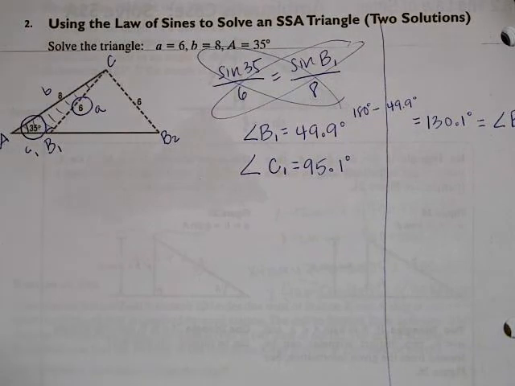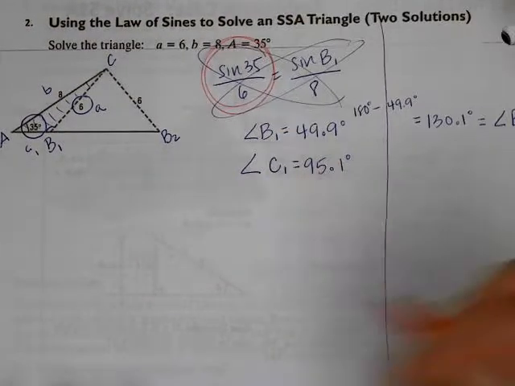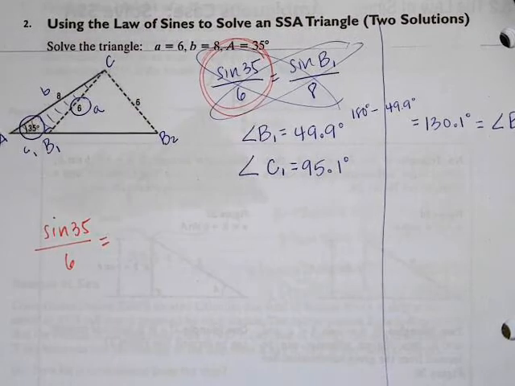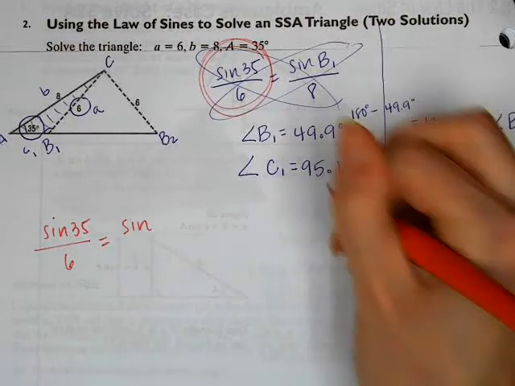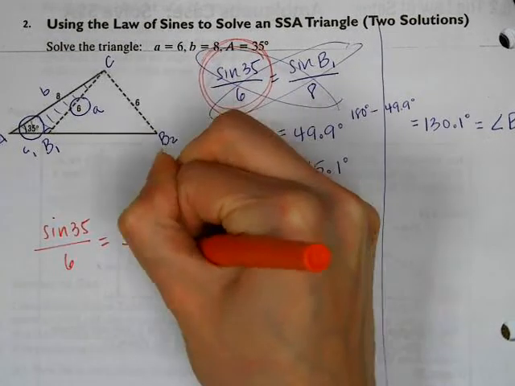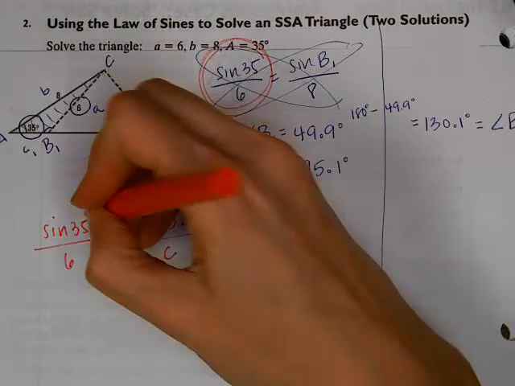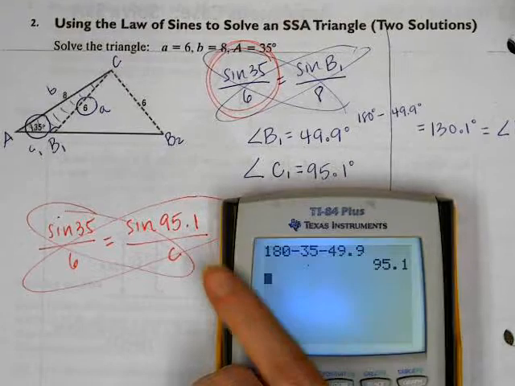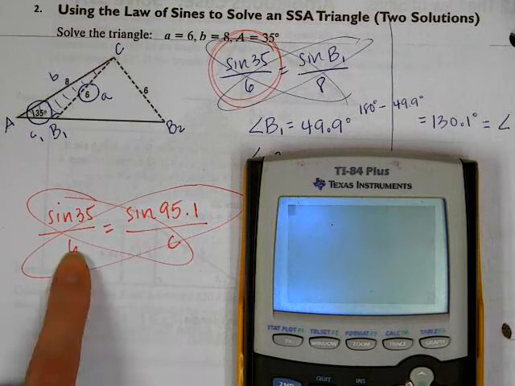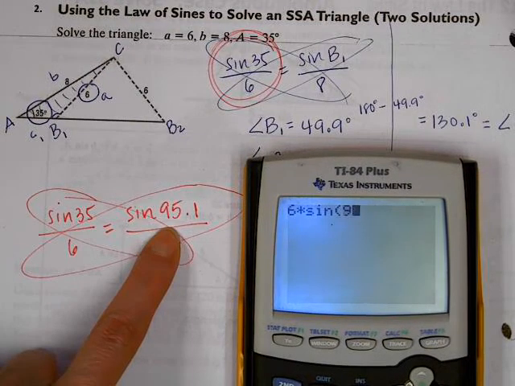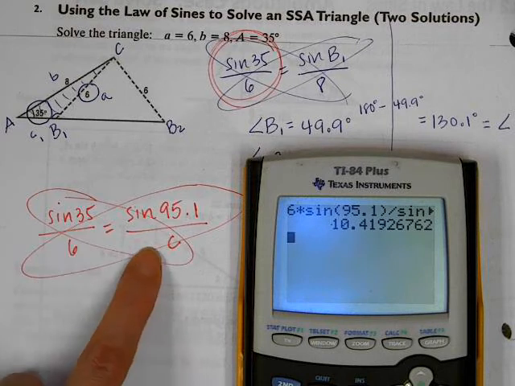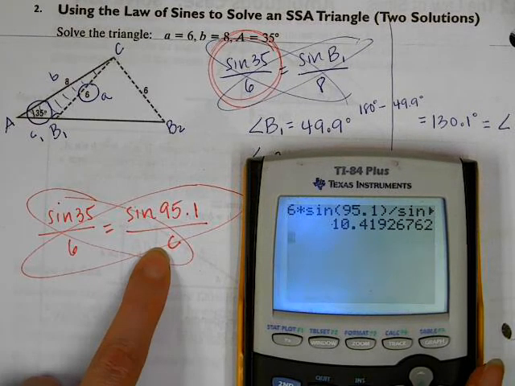Okay, so another law of sines, let's use our initial ratio again. Sine 35 over 6 equals, and then for C, we'll do sine of 95.1 over side C. And then we can just cross multiply to solve. All right, so if you cross multiply, it's going to be 6 times sine of 95.1 divided by sine of 35. And no inverse on this one because we're not finding an angle, we're finding a side. So side C would be 10.4.